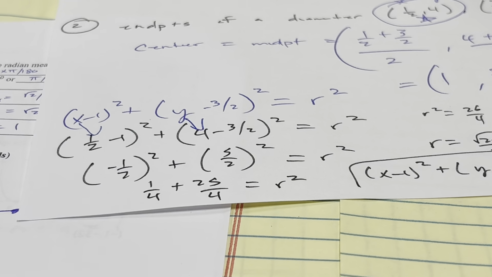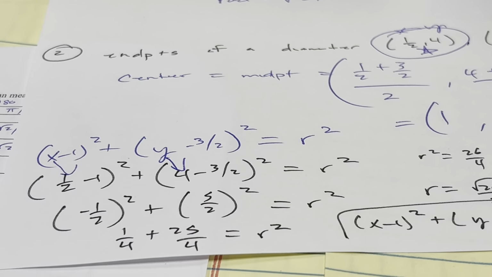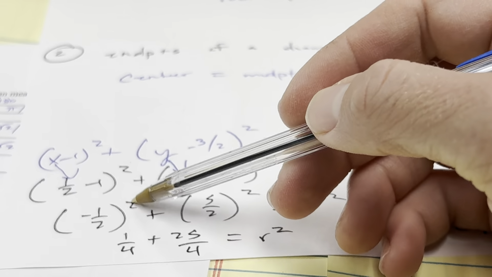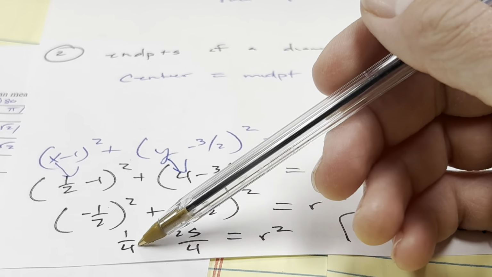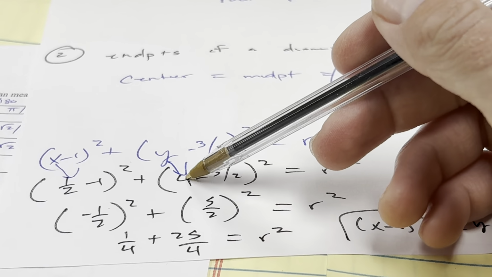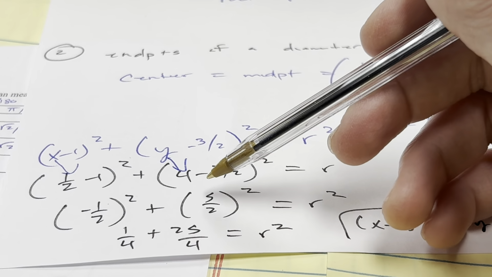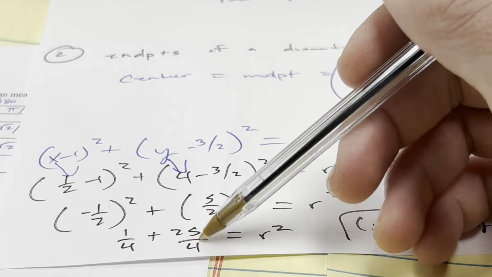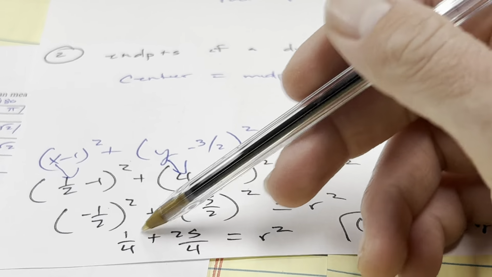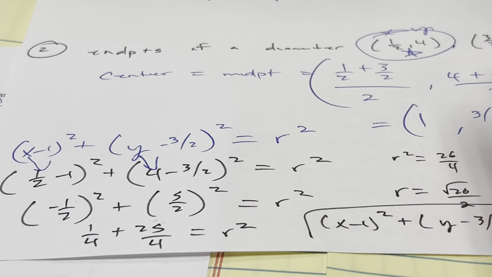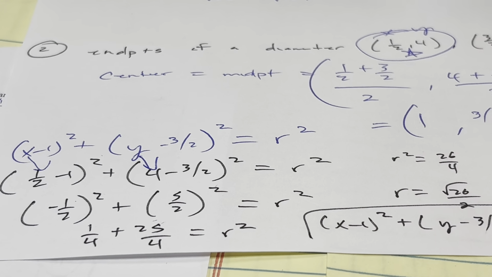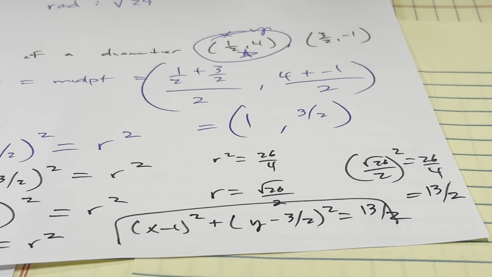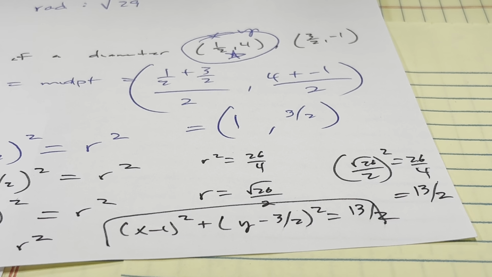All right. 1/2 minus 1 is just -1/2. If I square it, I get 1/4. 8 over 2 minus 3 over 2 is 5 over 2. 5 over 2 squared is 25 over 4. I add these two together, I get 26 over 4, which is 13 over 2. You should simplify it for an equation.